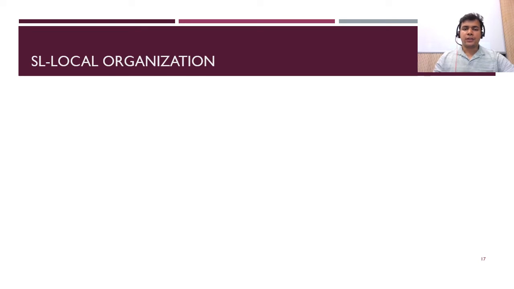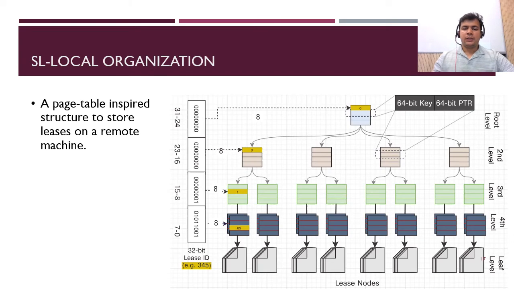We'll start with the organization of the local cache. The organization is inspired from the design of the page table. We organize all the leases in a tree-like format. A single key is a 32-bit integer. We use the bits in the key to index into the different levels of the tree. This allows for an efficient lookup of a lease file associated with the key.